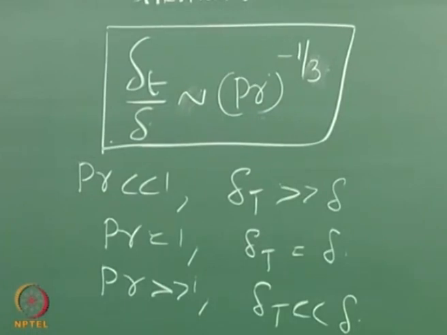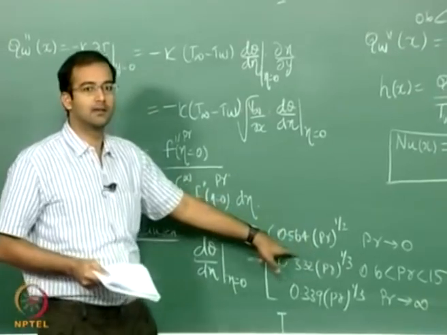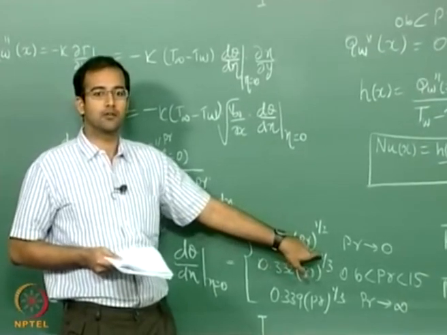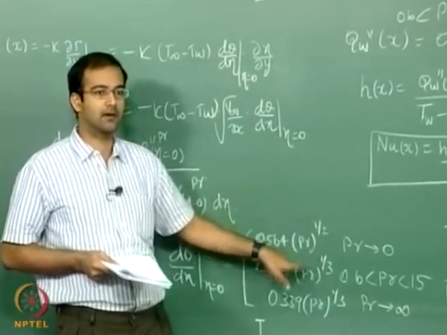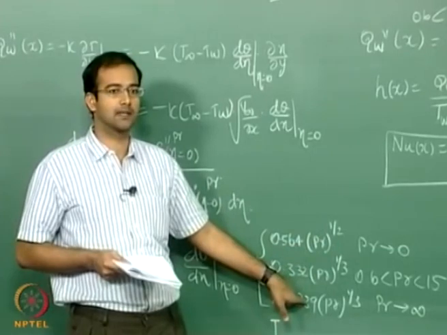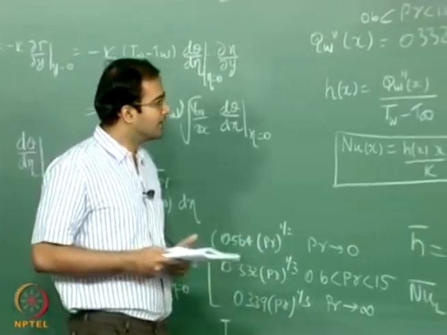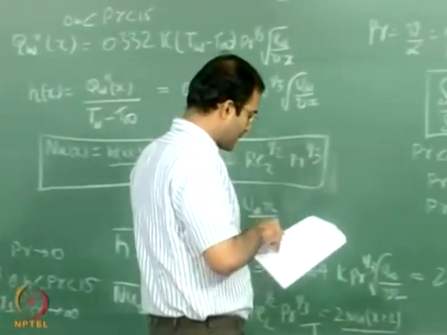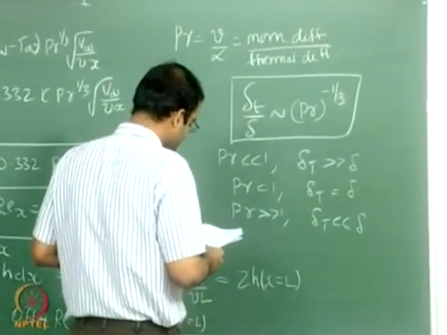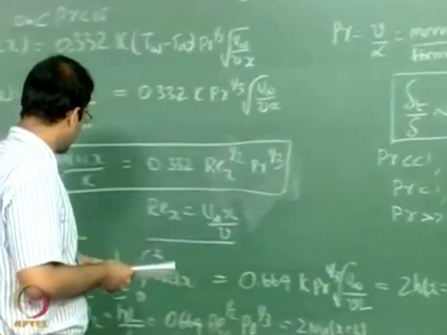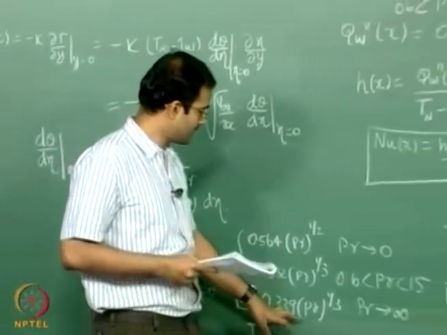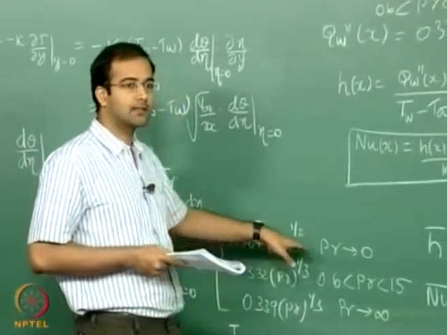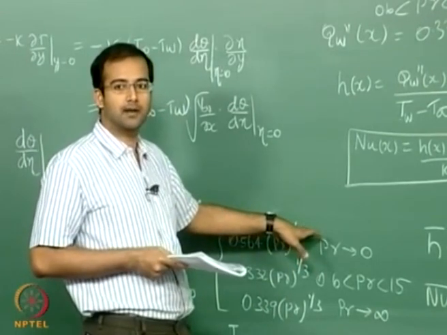So in fact you can see here itself, the slope for the low Prandtl number regime is of the order of Pr power half. For higher Prandtl number, it is Pr power 1/3. So these are some of the observations that you can make. And most of the time, if you are looking at oils which are very viscous, you are looking at high Prandtl numbers, or if you are looking at liquid metals, you are looking at very small Prandtl numbers.